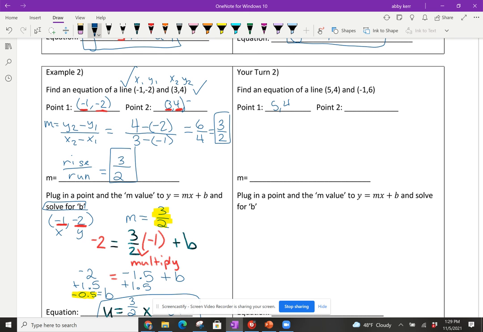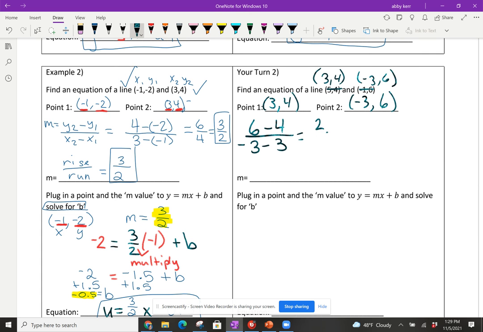But here's the next one. Actually, I gave you guys new numbers, sorry, in class. I gave you 3 comma 4 in class, and then negative 3 comma 6. So this is the first ordered pair. This is the second one. So y2 is 6 minus 4, which was our y1. Negative 3 minus 3. So this is going to get 2 over negative 6, which is really negative 1 over 3. So that's our slope.